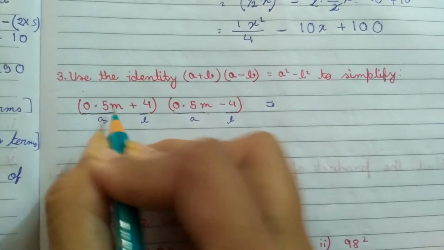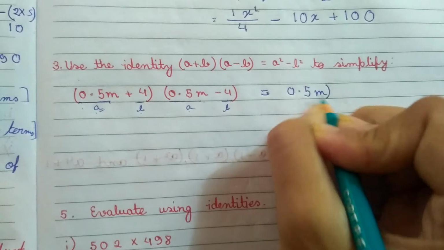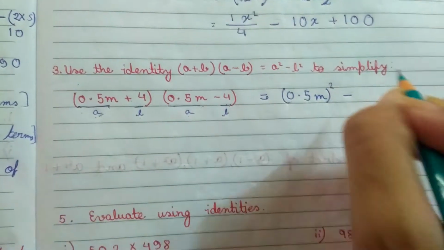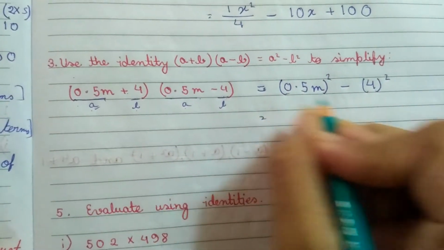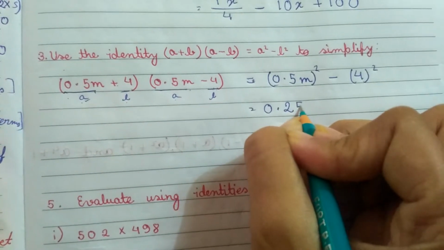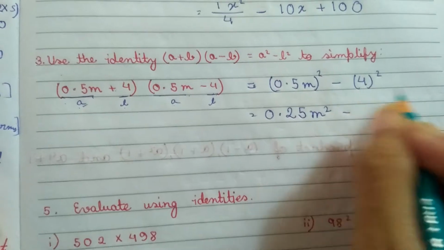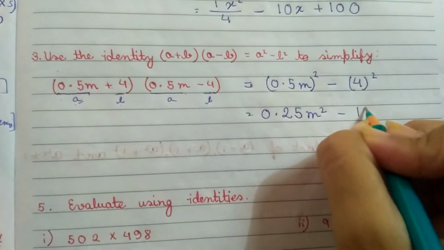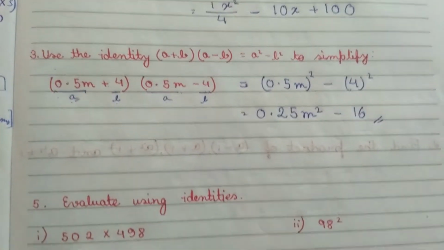Now, a is 0.5m. So, (0.5m) square minus b square. B is 4. So, 4 square. Now, 0.5 into 0.5, when you multiply, you will get 0.25. And m becomes m square, minus 4 square. 4 4s are 16. So, this is your answer. And that's how you have to find all this.